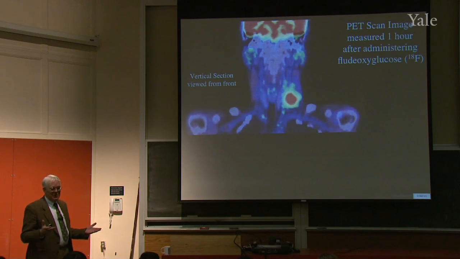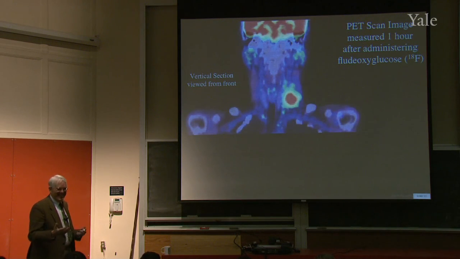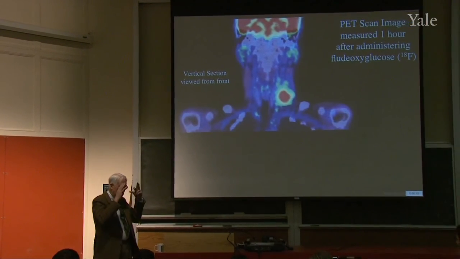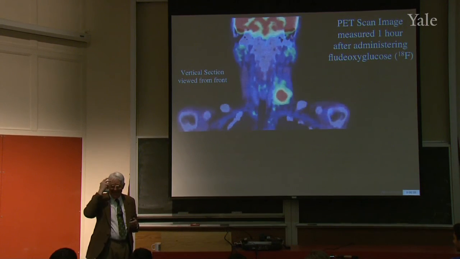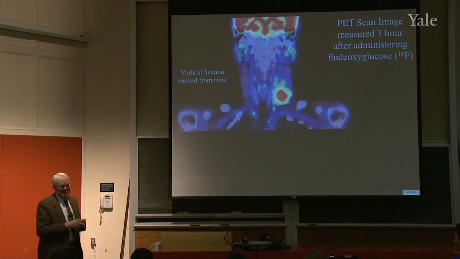Is it happening for you? If I had given you 2-fluoroglucose and was looking at your positrons, would I see them coming from here? Right? That's where a lot of metabolism is.